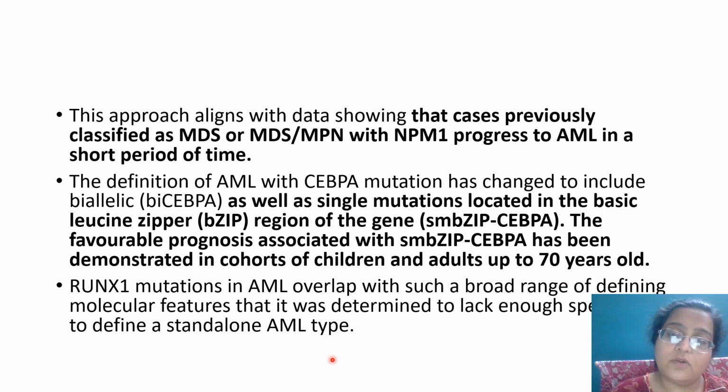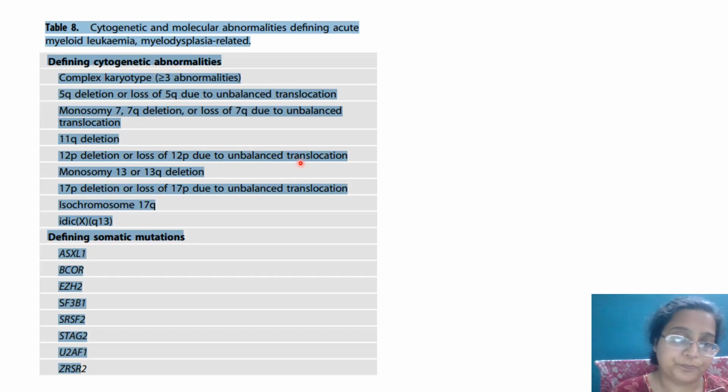RUNX1 mutation in AML overlaps with such a broad range of defining molecular features that it was determined to lack enough specificity. You know, RUNX1, not much important. CEBPA, NUP98, CUMTA2A, NPM1, these are the important ones. So cytogenetic and molecular defining AML, MDS related AML has also come under this now. Remember that. Defining somatic mutations.